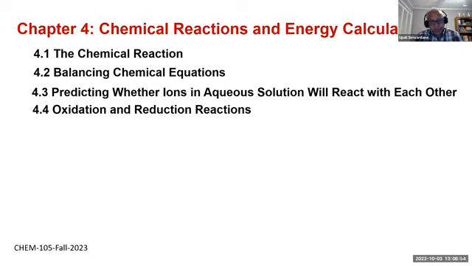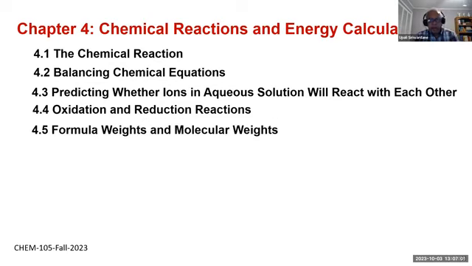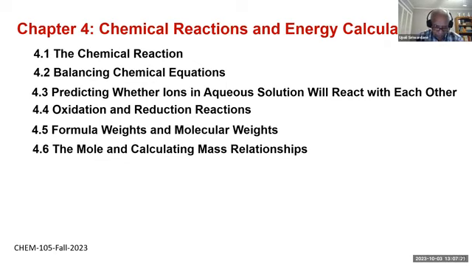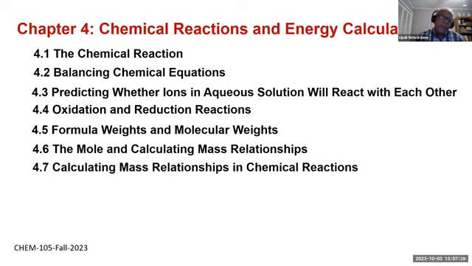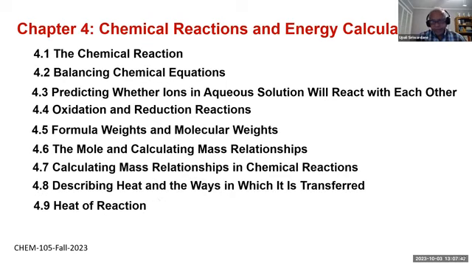Then we're going to move on to oxidation reduction reactions. And then talk about stoichiometry. Stoichiometry starts with getting a formula weight from the formula of a compound. We're going to see how we do that. And we're going to look into mole and mass calculations. So I'm going to probably cover up to section 4.6 today. Then the rest of the sections are going to be covered on Thursday.